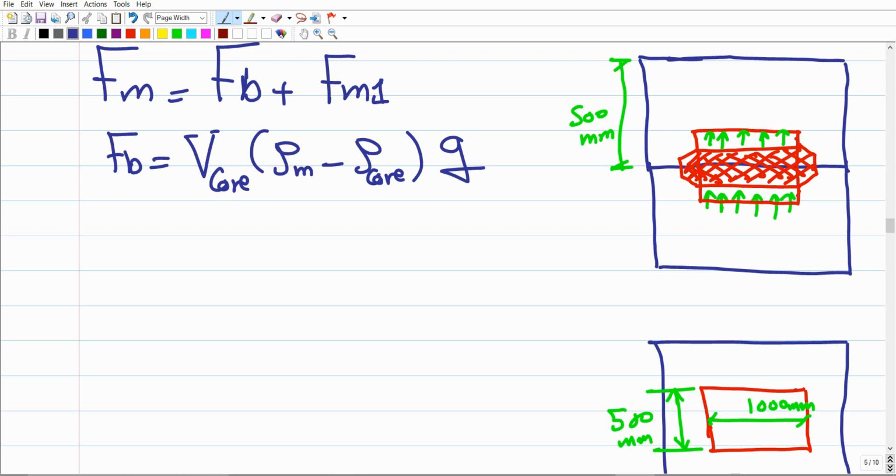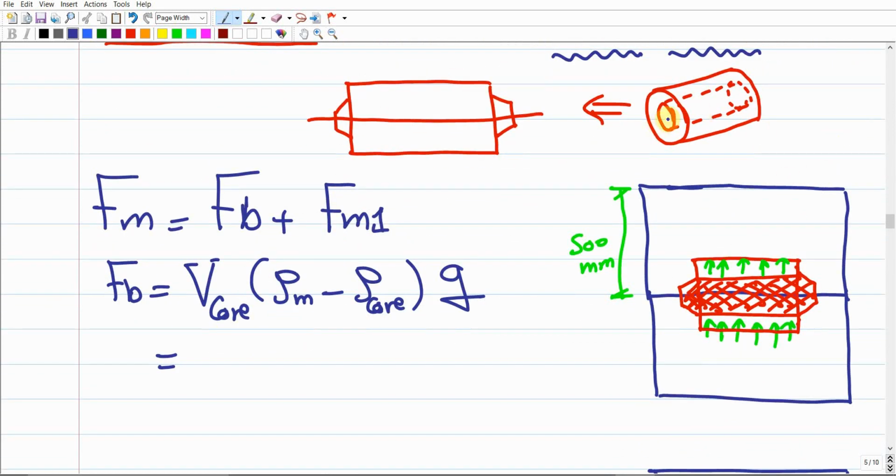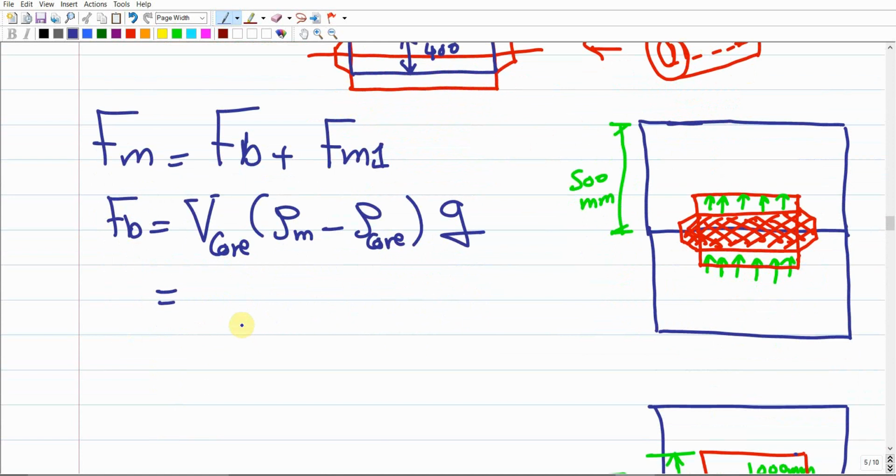This is the buoyancy force acting on the core, equivalent to the weight of the metal that has been displaced by the core. This is the volume of the core. Simply, the core has a cylindrical shape, right? So there should be a core here. The core has an inner diameter of 400 millimeter, and the length of the core is already given as 1000, the same length as the cylinder. So this should be the volume of the core.